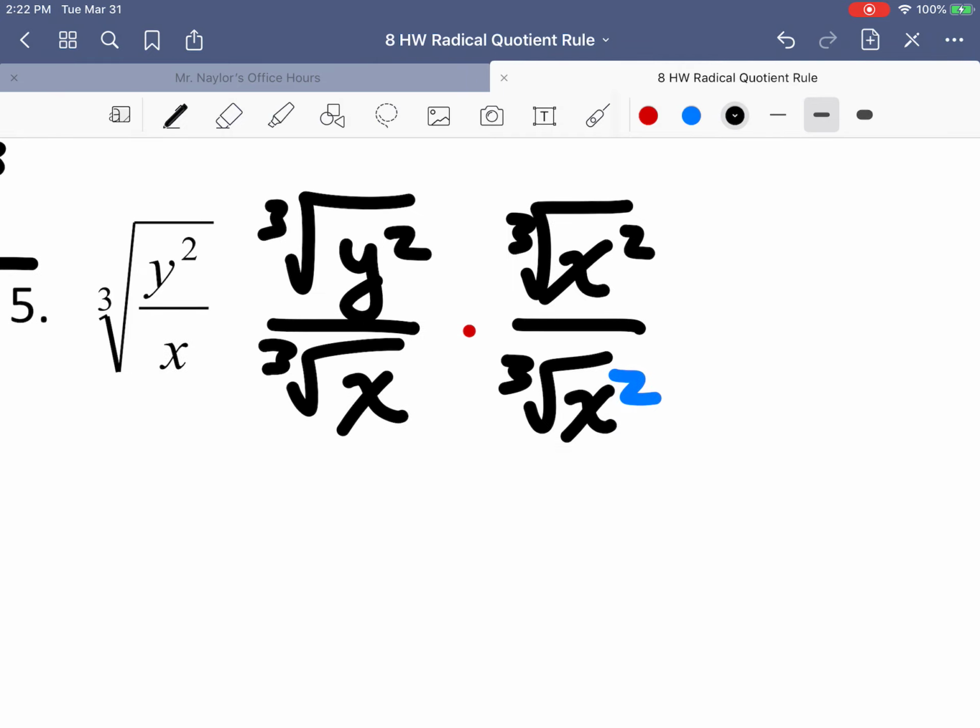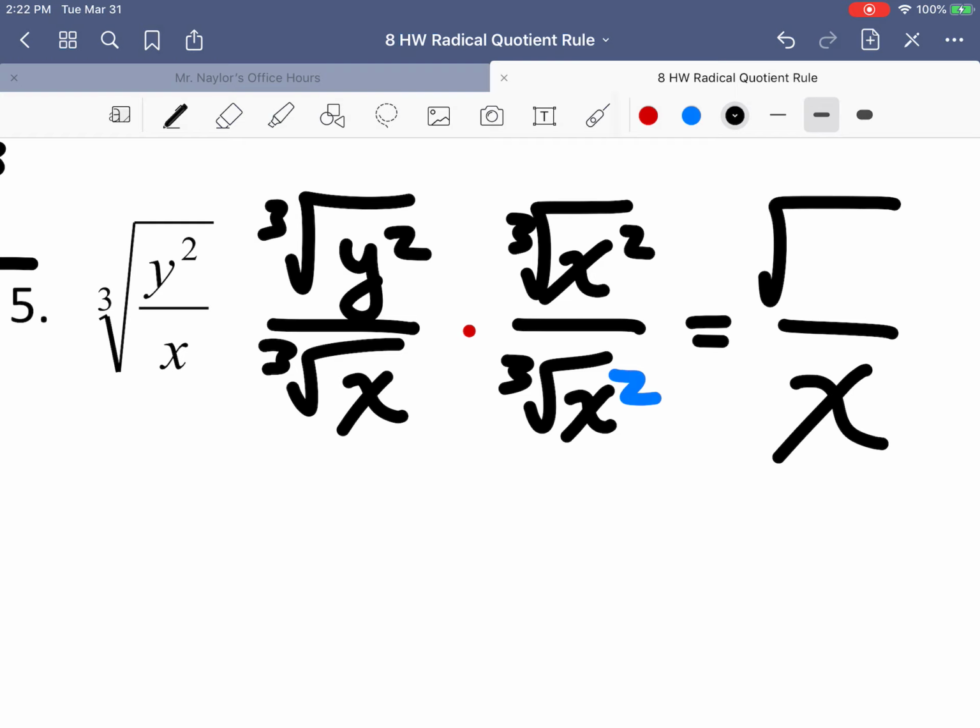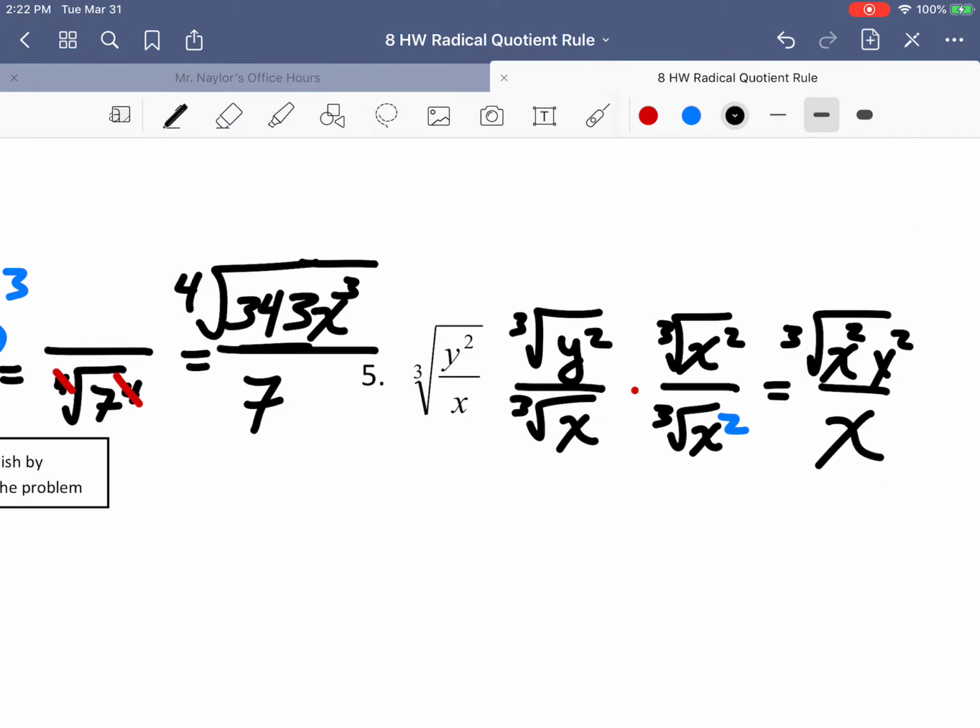Now, the denominator cancels out. We've seen this a few times now. It just cancels out to be x. The numerator, well, it just all comes together. You get a root of x squared y squared. That's fine. You're done.